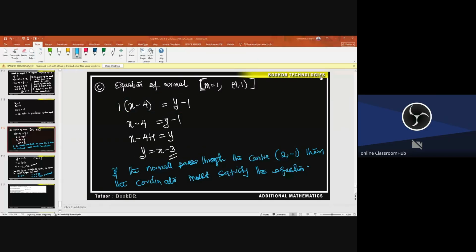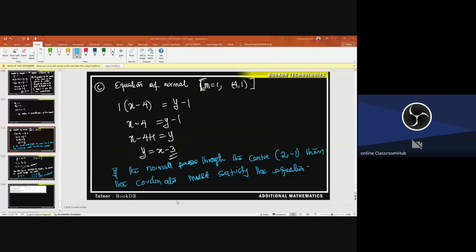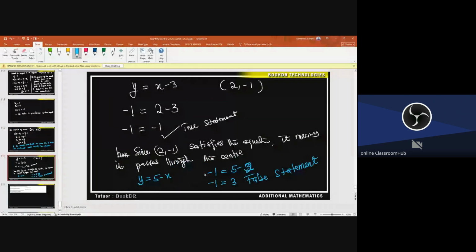Then we have to prove that the normal passes through the center. If it passes through the center, then the coordinate of the center must satisfy the equation we have gotten. If the normal passes through the center (2, -1), then the coordinate must satisfy the equation we just got, that is y is equal to x minus 3. Good. So on the next page, we place in the values of the coordinates.